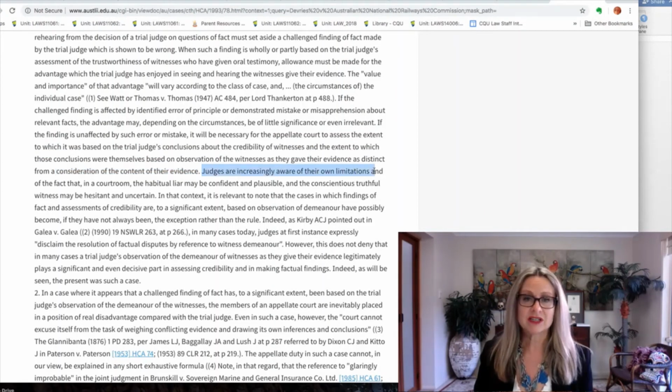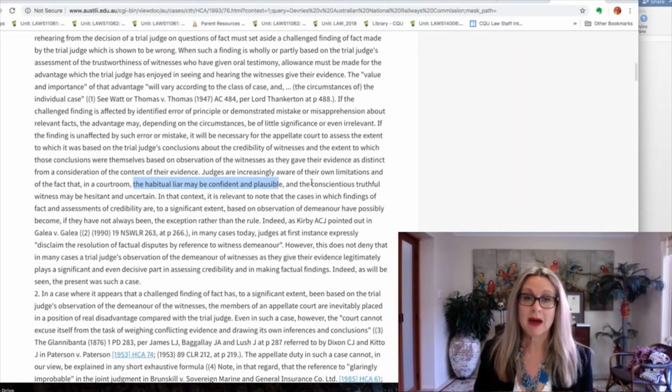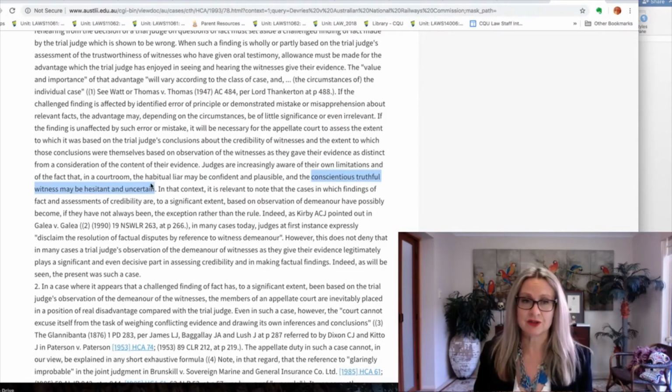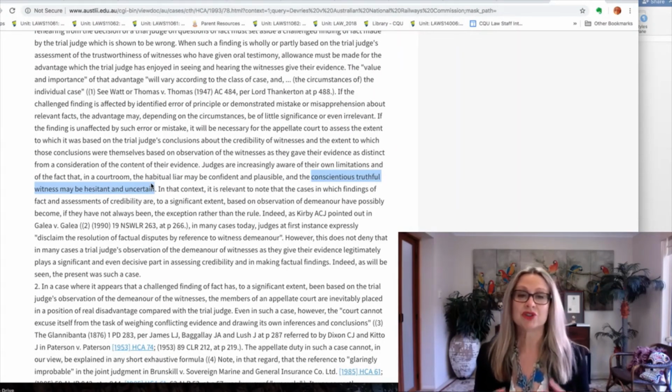Judges are increasingly aware of their own limitations and the fact that different people might present differently. A habitual liar might be confident and plausible, but a conscientious, truthful witness might be hesitant and uncertain. And it's really the trial judge that's listening to everyone give their evidence, forming conclusions about credibility that will then influence how the trial judge finds on issues of fact.